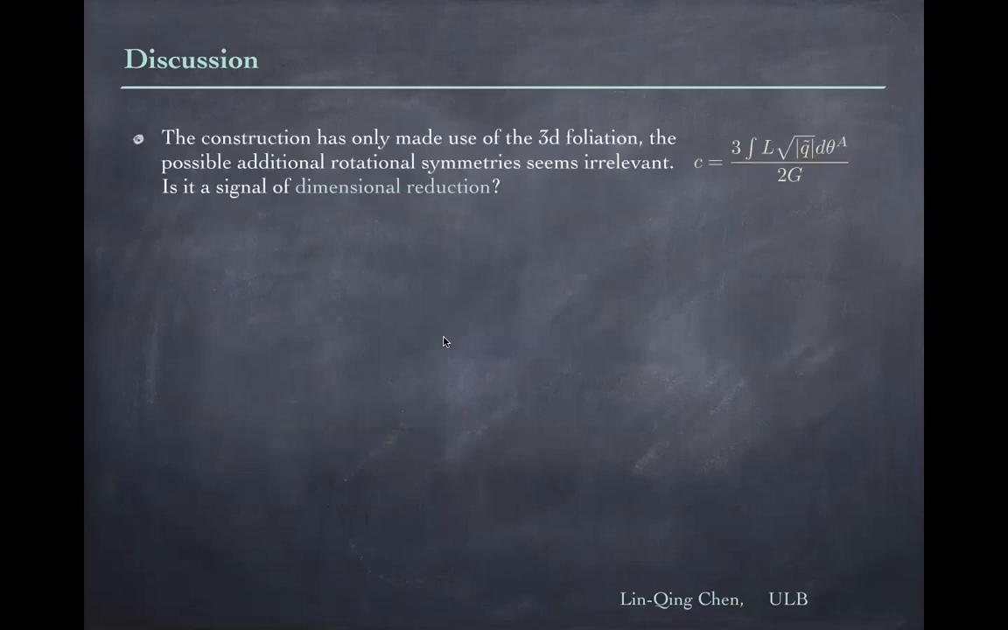Another question I'm very curious about is that we only make use of the 3D foliation, which is only a subclass of the full symmetry that the Killing horizon could have. We completely didn't touch the additional rotational symmetries. It seems irrelevant because the 3D foliation construction is only based on this x, t, phi direction. Is that a signal of dimensional reduction?